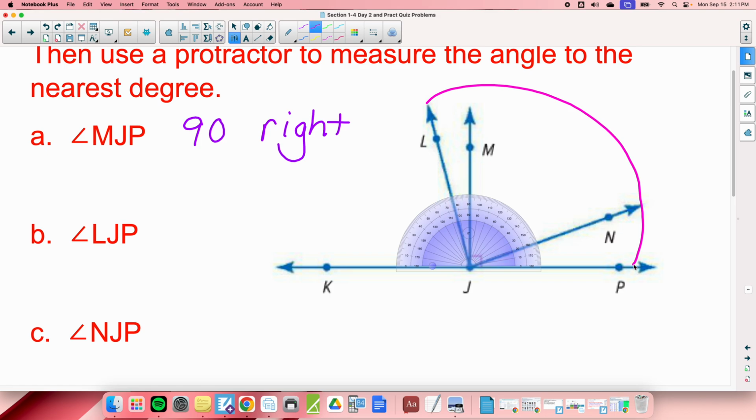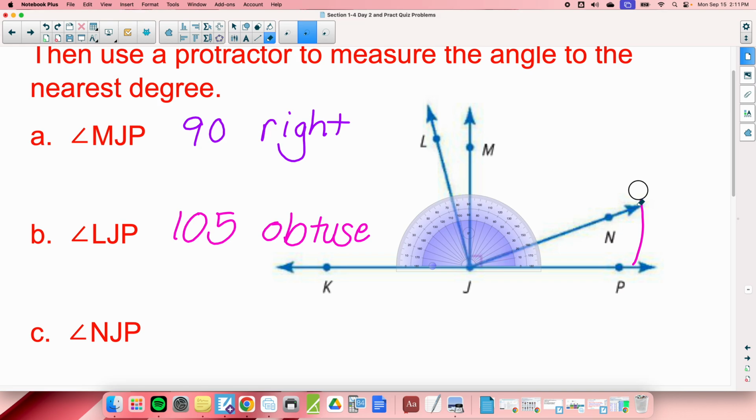Which one do we use and why? The bigger angle, because it's bigger than 90. Very good. You use the bigger angle because this angle is bigger than 90 degrees. So we use 105 and it is obtuse.